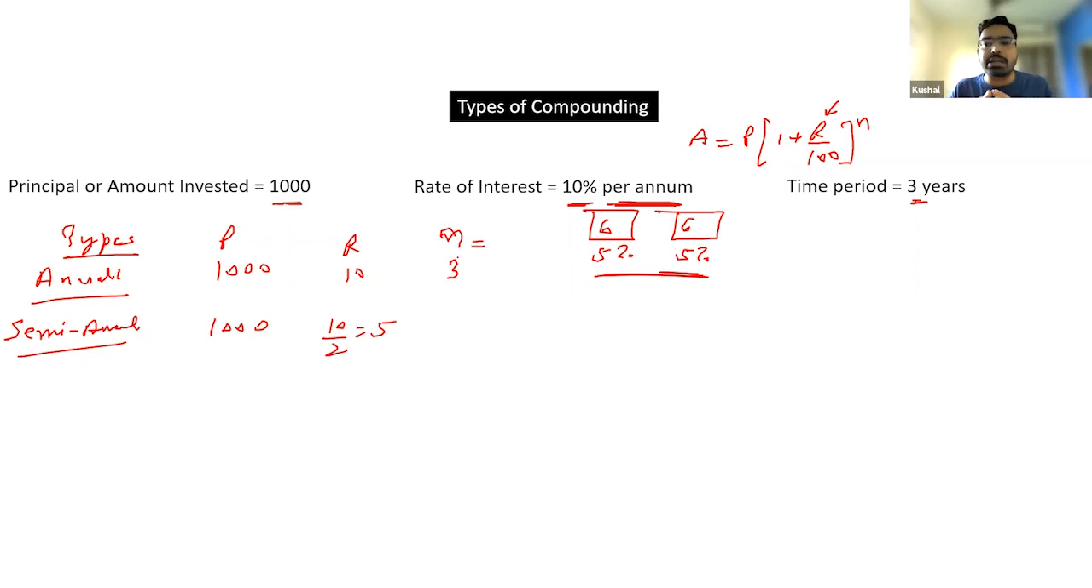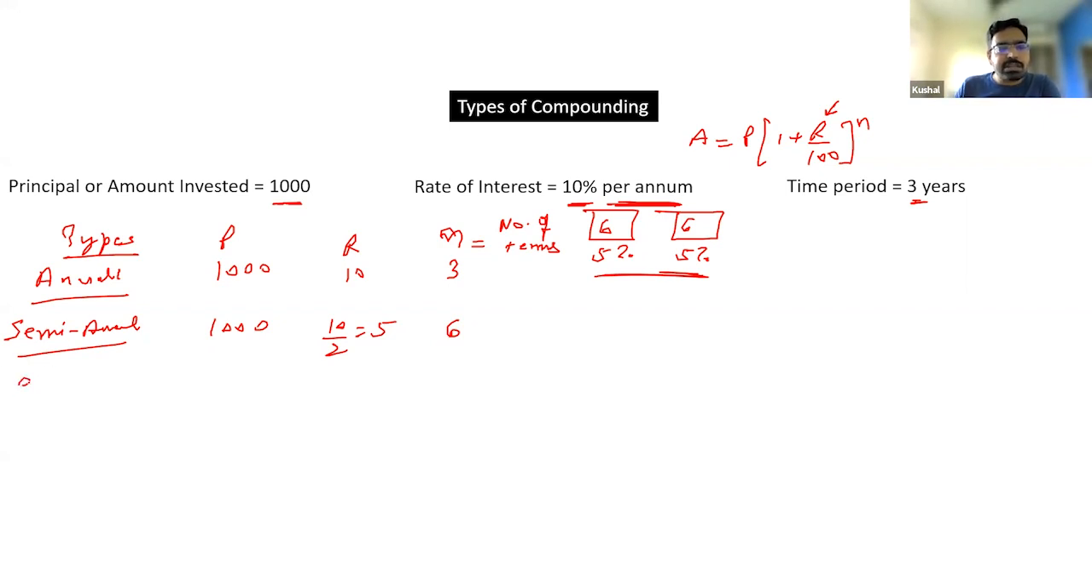Now the value of N. N is not equal to the number of years. N is equal to the number of terms. N is nothing but the number of terms. Now, if it is a semi-annual compounding, in 1 year, you will have 2 terms, first 6 months and the next 6 months, right? So in 3 years, how many terms will we have? We will then have 6 terms. So the value of N in that case must be 6.